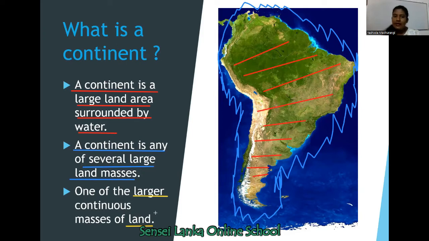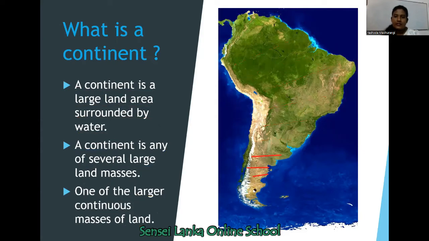So dear children, you have to remember these definitions. Very simply we can say a continent is a large land area surrounded by water. So now I think you understand what is a continent. Sometimes you will think it is similar to an island. Yes, it is similar to an island, but very bigger than an island. It's really bigger than an island. That is the difference.